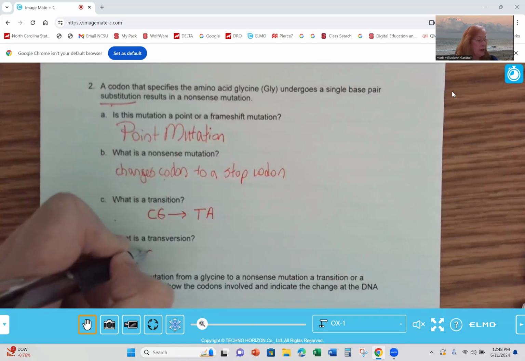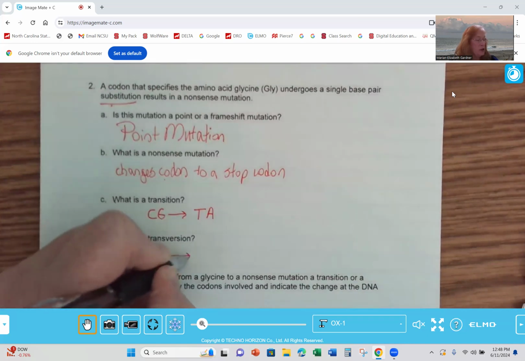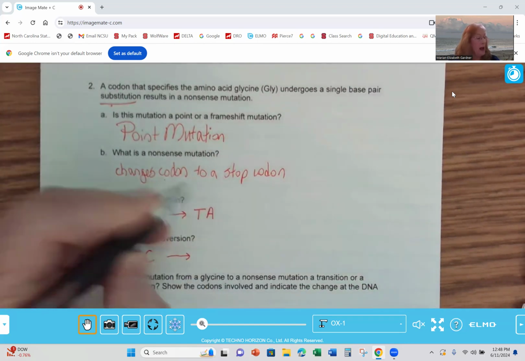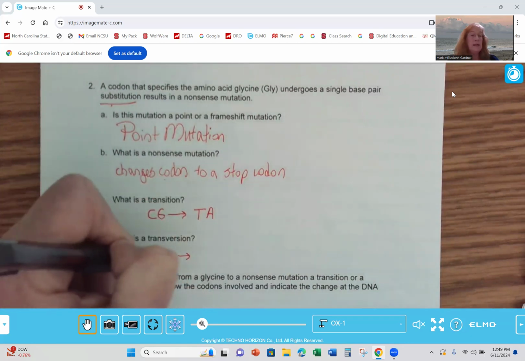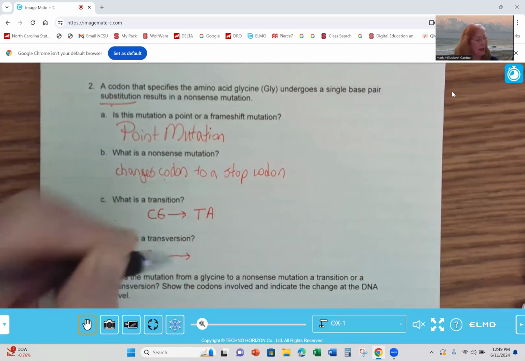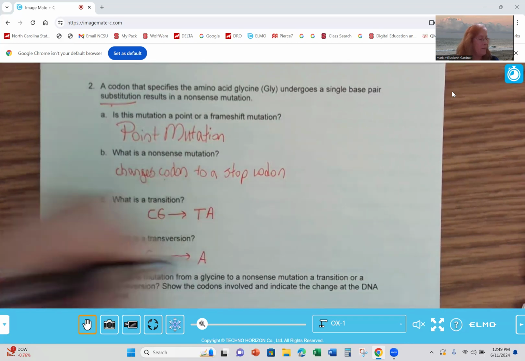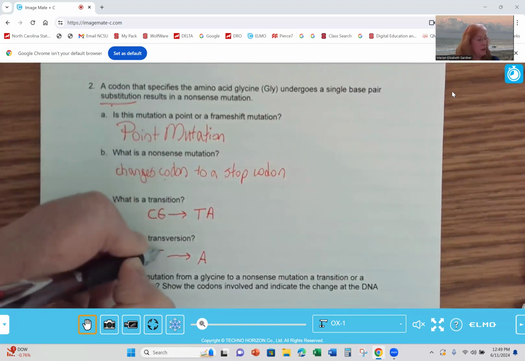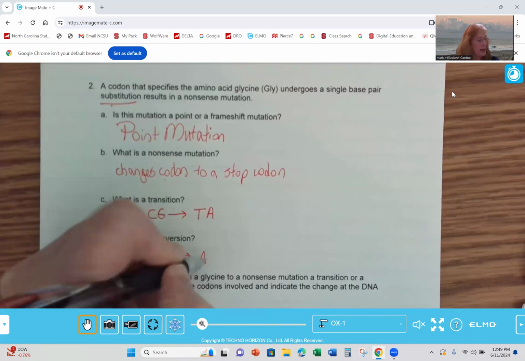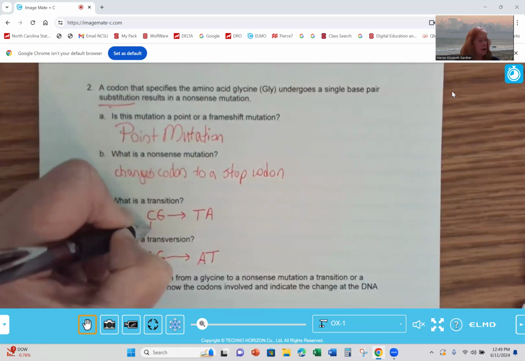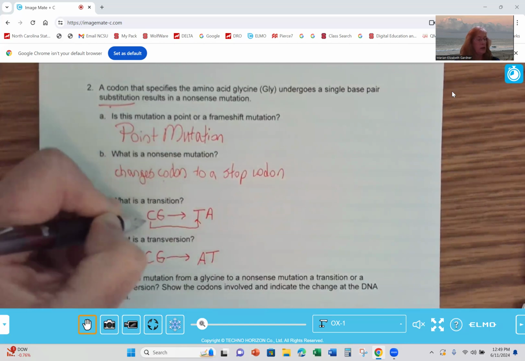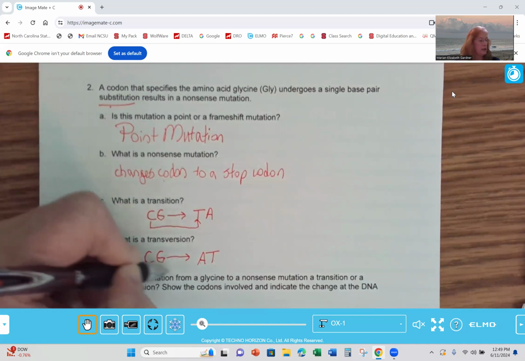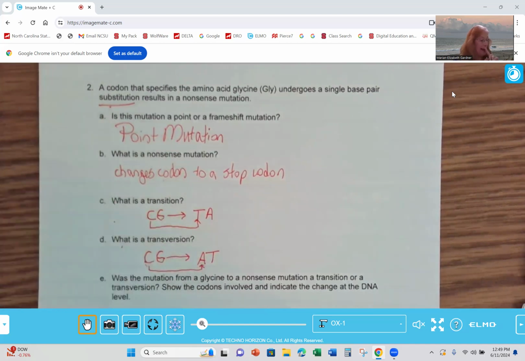Versus a transversion, that C could change into either an adenine or a guanine, one of the other types of molecules, because C is a pyrimidine and adenine and guanine are the purines. So I'm just going to change it to an A. But that means at the DNA level, when we're looking at a base pair, we've gone from a CG base pair to a TA base pair. It's very important that you keep these in order so that here in the transition, the C changed to a T. Here in the transversion, the C changed to an A.